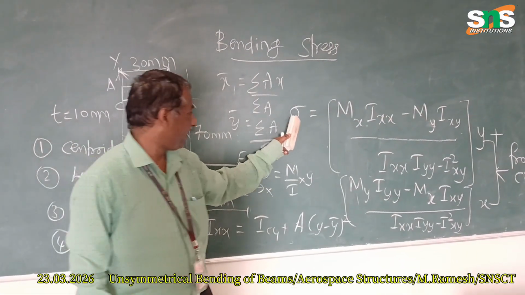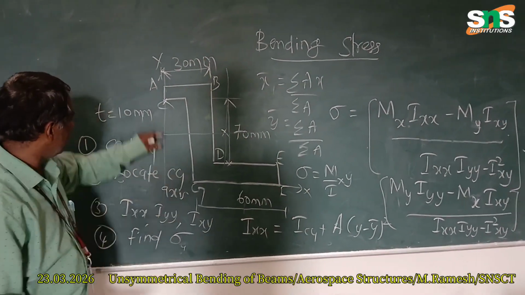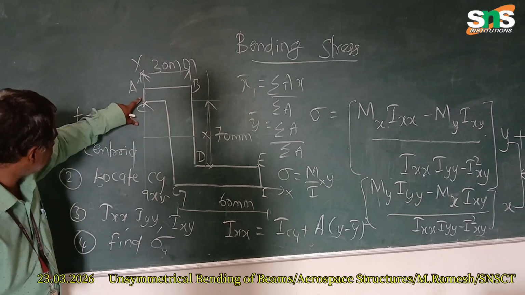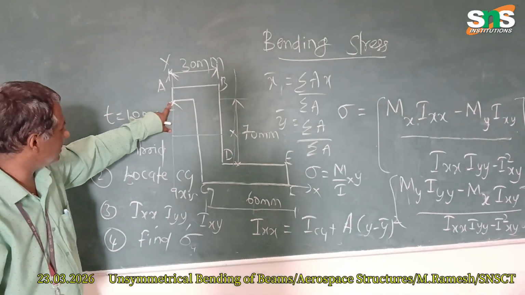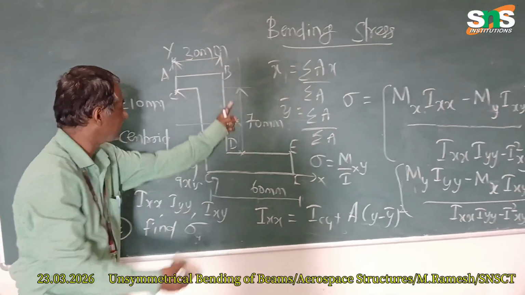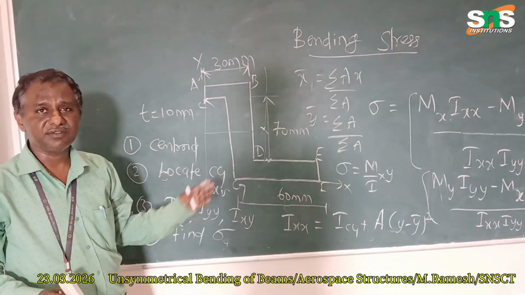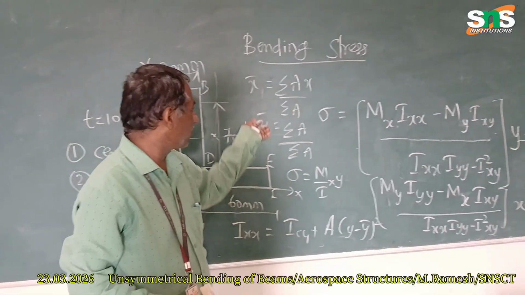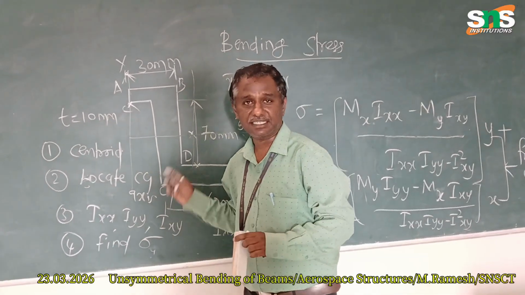One thing is at which point you are getting it. The y value is the vertical distance from this point to this point, and the x value is from here to here, but it is negative towards the left of the central axis. Accordingly you have to find it. We can have a deeper session to solve the problem in the next session.